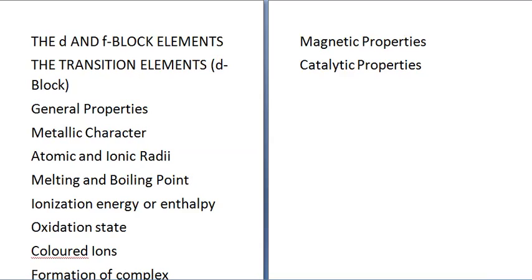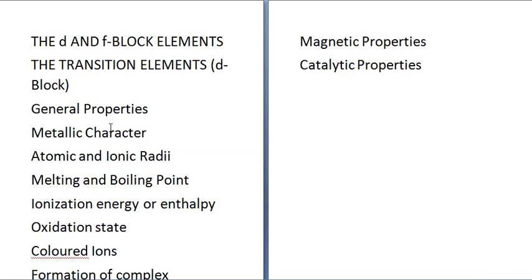Now let's come to the general properties of transition elements. First is the metallic character. All transition elements are metals except mercury. They are all hard, malleable, ductile. They have HCP, FCC or BCC structure. Covalent and metallic bonding are both present in the atoms. The presence of incomplete d orbitals allows covalent bonding to take place, and they are all good conductors of heat and electricity.